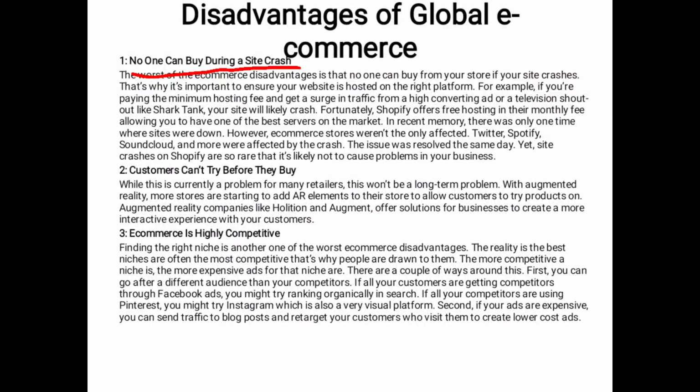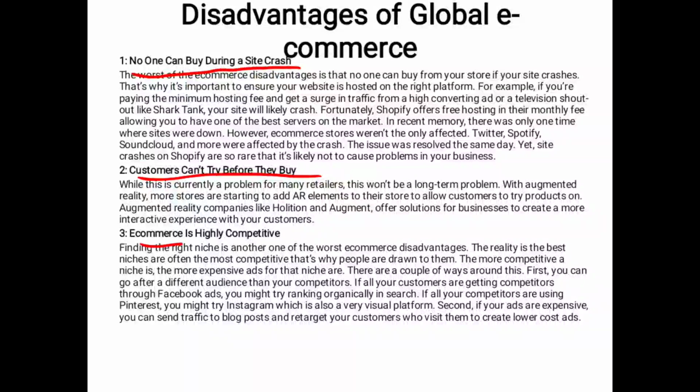Then customers can't try before they buy. This is something very important. In physical stores or for local products, you go, make a trial, and purchase it. Here there is usually no trial. So you are ordering the item without any experience of the product, and there is a risk involved in that.